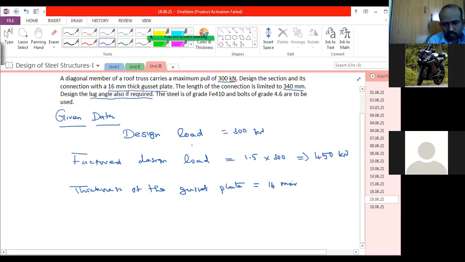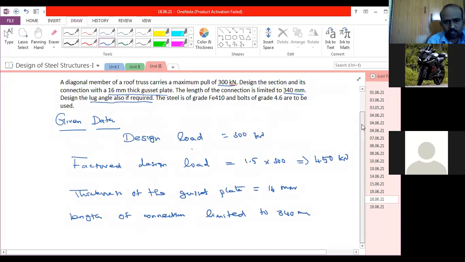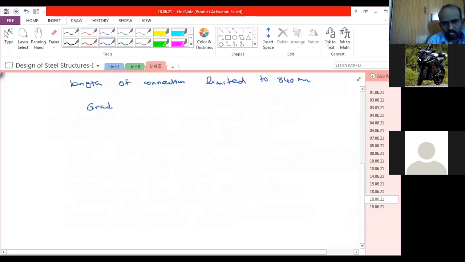And the length of the connection is limited to 340 mm. This is very important data. Any other data given? The bolt diameter, no, it is not given, and the grade of bolt is given. The grade of steel is given as Fe410. So I will write the grade of steel is equal to Fe410.